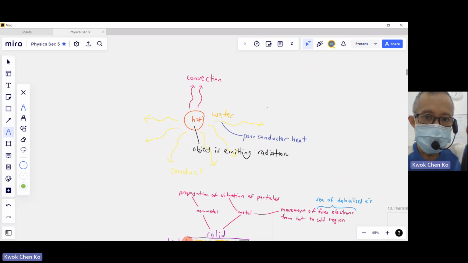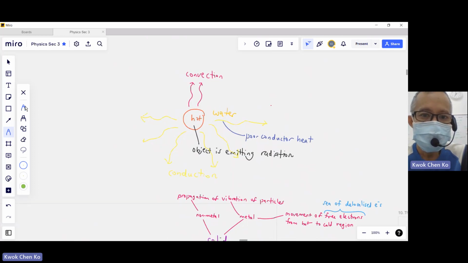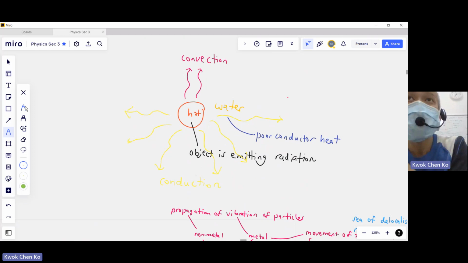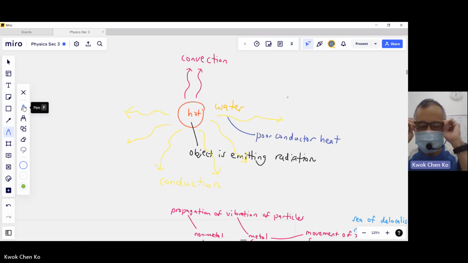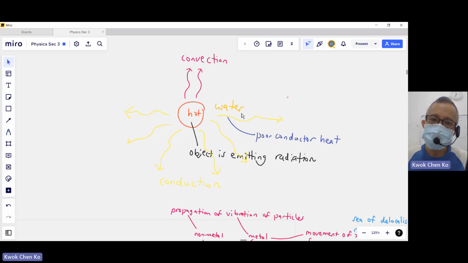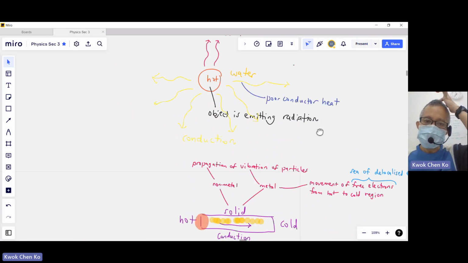I'll tell you very soon, since you like the cycle so much. Can you see the yellow? I shouldn't use yellow. If not, I'll redraw. So this one is tricky. Convection upwards; sideways and downwards, conduction. Radiation is almost zero. But anyway, water is still a poor conductor of heat, like what you learned in primary school, even though it's better than air.